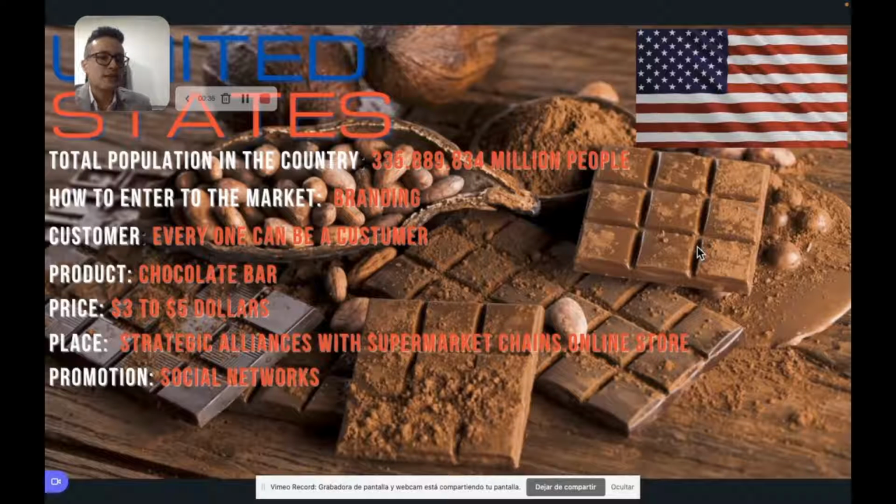It will be by strategic alliances with supermarket chains like Walmart, Target, Whole Foods, and also we're gonna take advantage of the e-commerce industry in the US market to boost our sales by an online store. And also, the promotion will be by social networks, mainly for the efficiency that they have, and giving souvenirs to help promote our product.